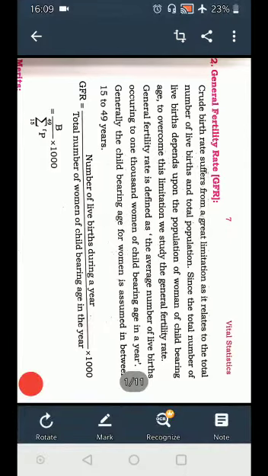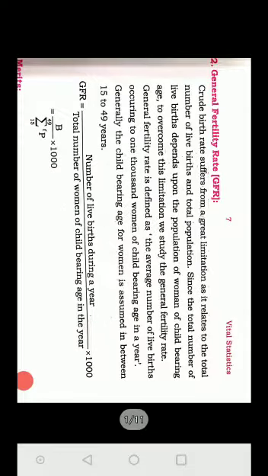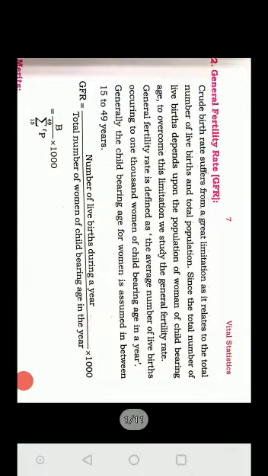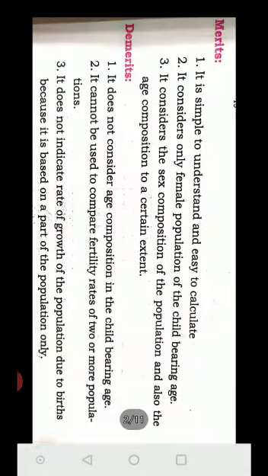And how do we write that in the form of a formula? Number of live births during a year divided by total number of women of childbearing age in the year into 1000. And that we specifically write as capital B divided by summation F capital P subscript, where the summation takes the value from 15 to 49, into 1000. This is the formula for general fertility rate. So here we are specifically dealing with women in the childbearing age group, and the childbearing age group is from 15 to 49 years.